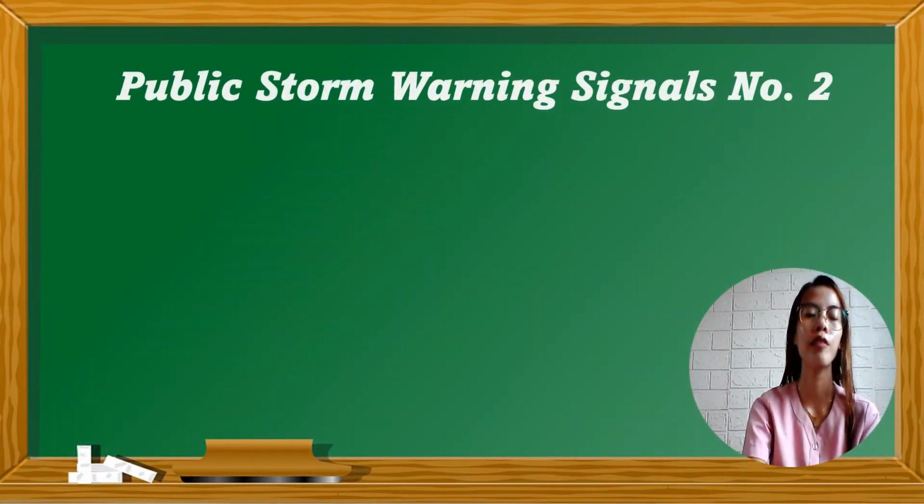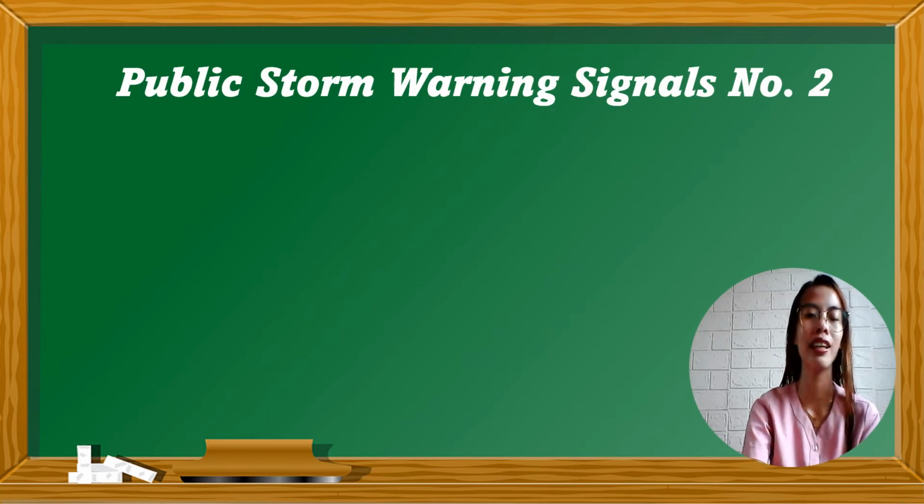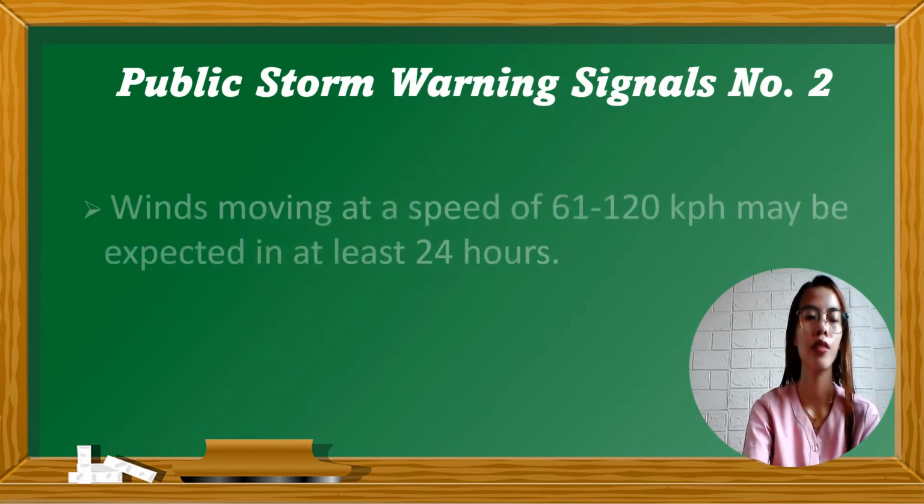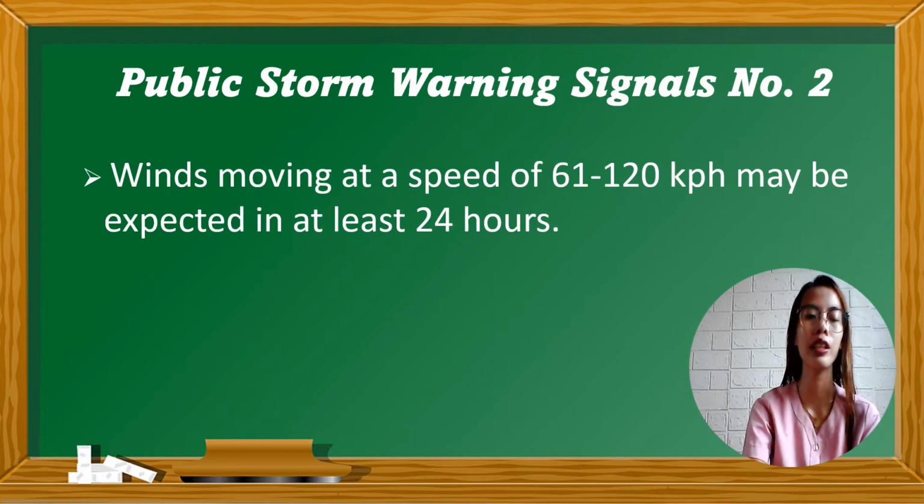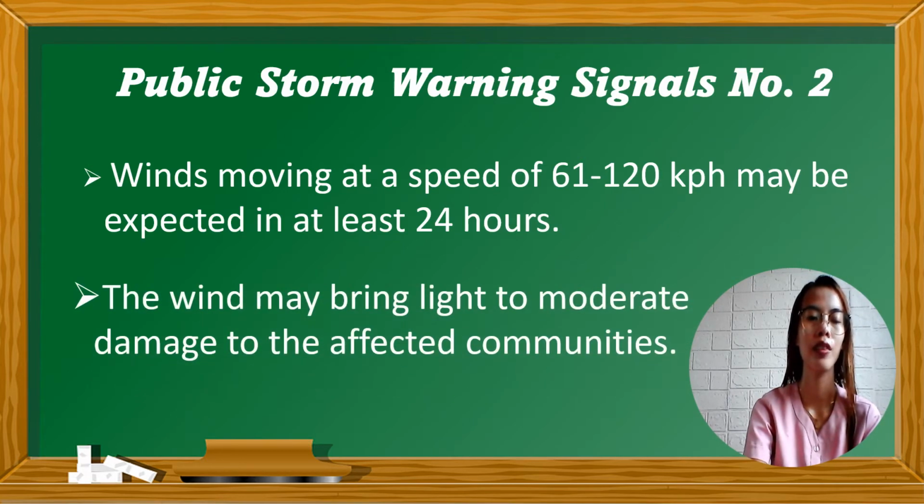Next, we have public storm warning signal number 2. Winds moving at a speed of 61 to 120 kilometers per hour may be expected in at least 24 hours. The wind may bring light to moderate damage to the affected communities.